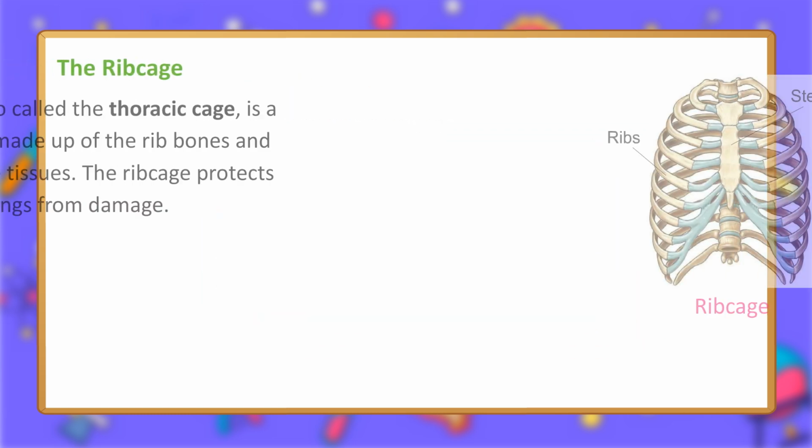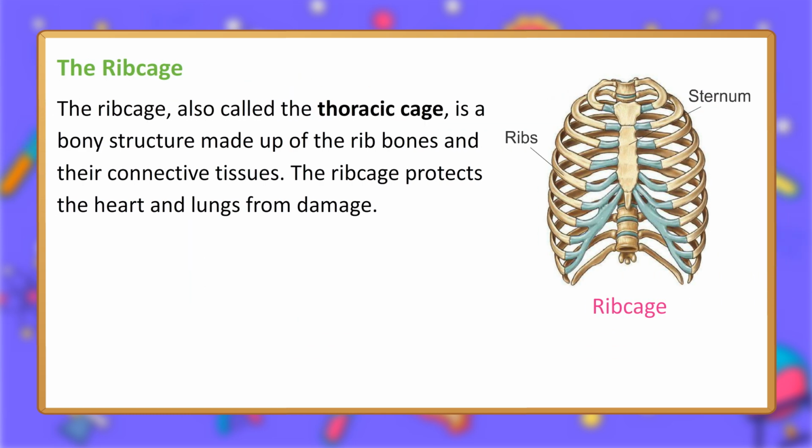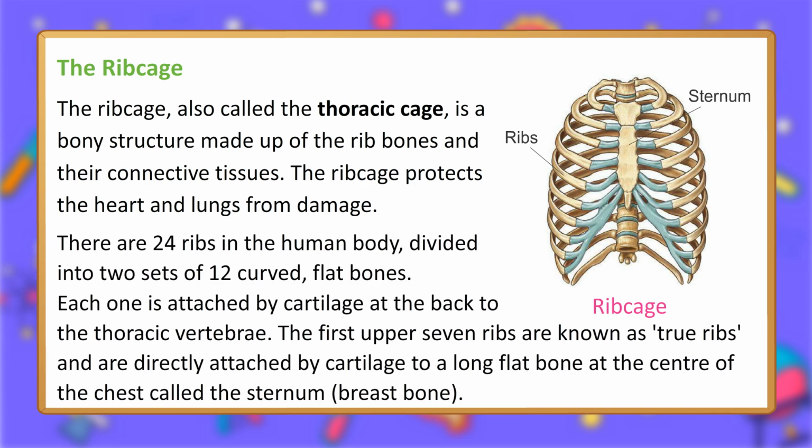The rib cage. The rib cage, also called the thoracic cage, is a bony structure made up of the rib bones and their connective tissues. The rib cage protects the heart and lungs from damage. There are 24 ribs in the human body, divided into two sets of 12 curved, flat bones. Each one is attached by cartilage at the back to the thoracic vertebrae.